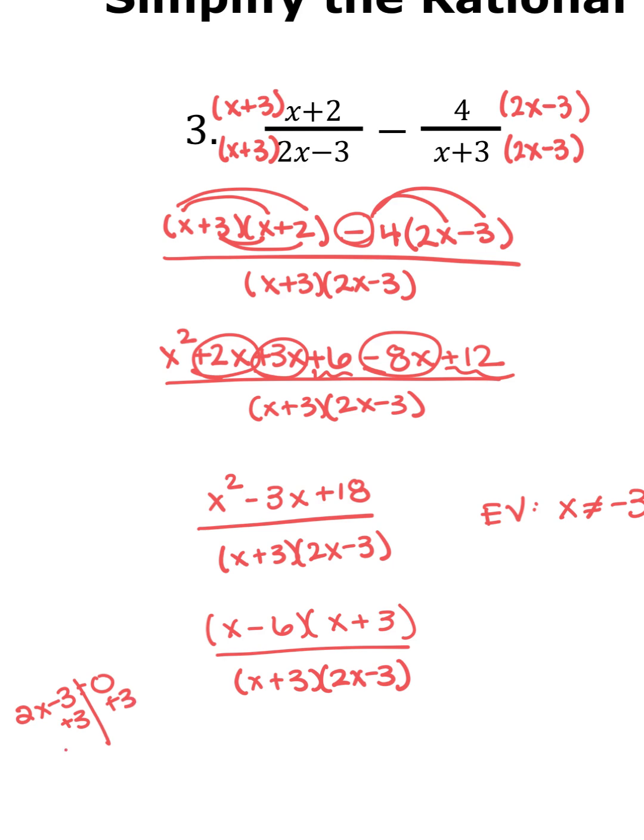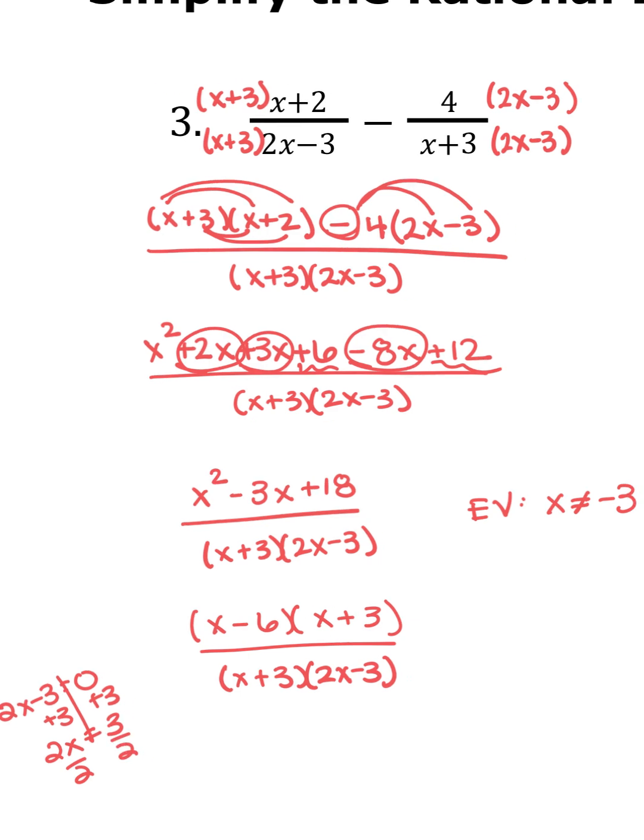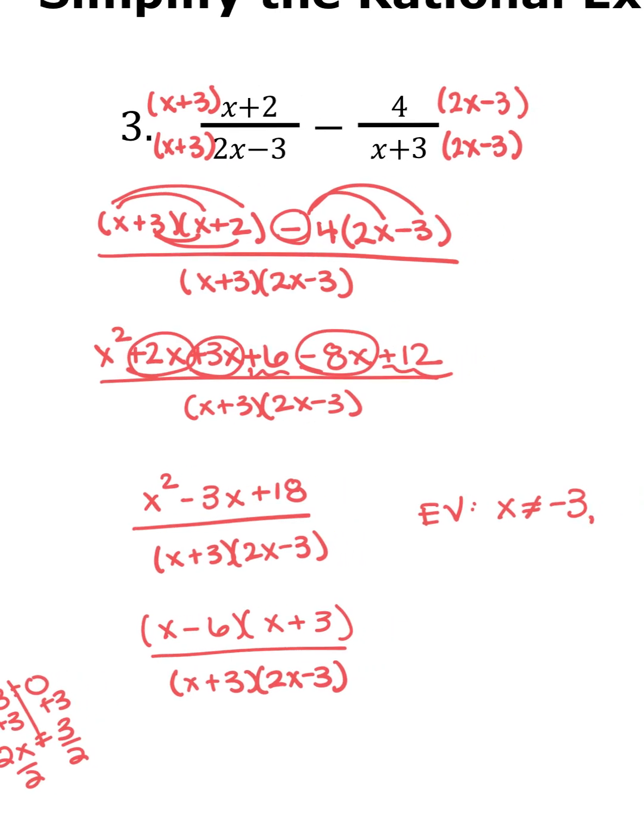So then I would go ahead and get 2x equals 3 divided by 2. So my EV, x, would not equal 3 halves. And then I can cross things off. So I have a positive 3 on top, positive 3 on the bottom. I'm going to be left with x minus 6 over 2x minus 3.